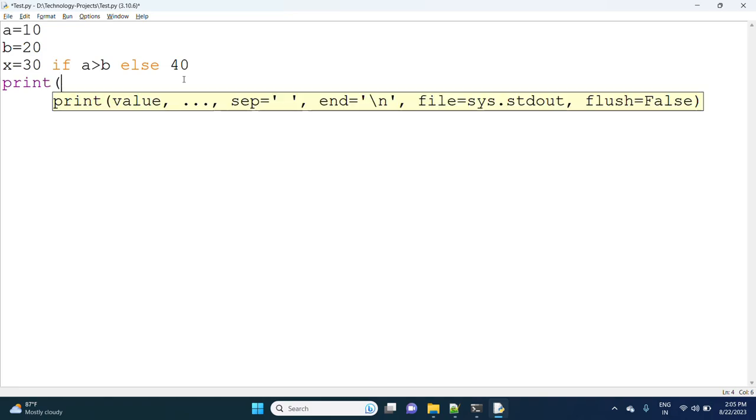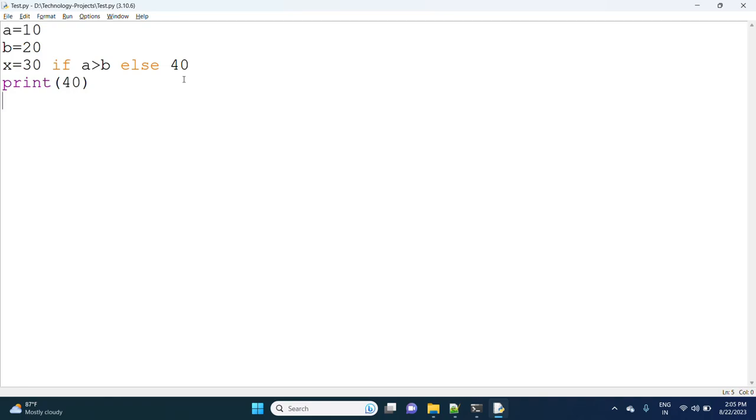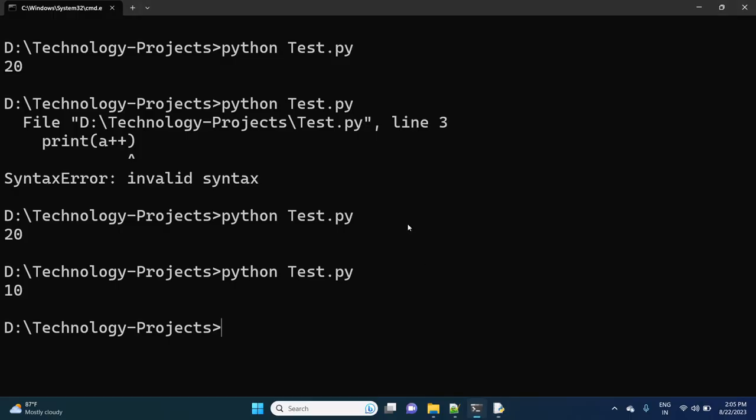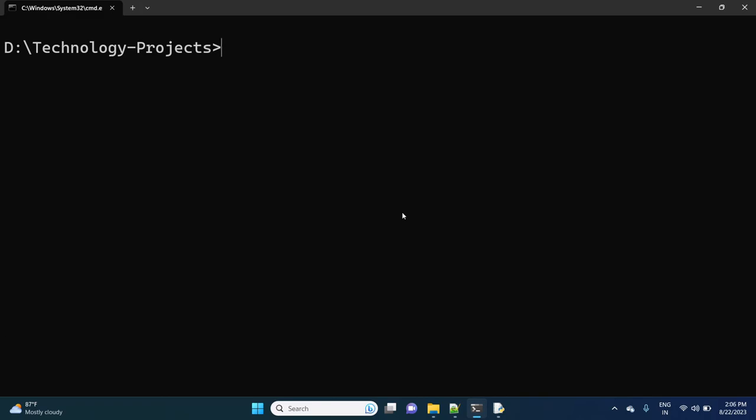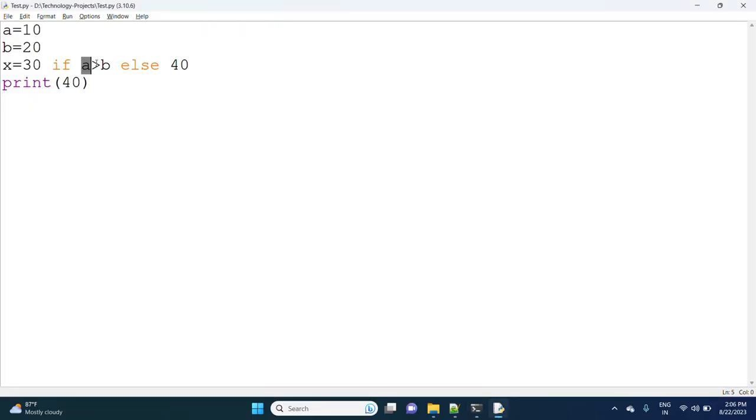I'm saying the result is 40. Can you please confirm, is it 40 or 30? Please confirm the answer, 40 or 30. Make sure, don't keep any doubt.